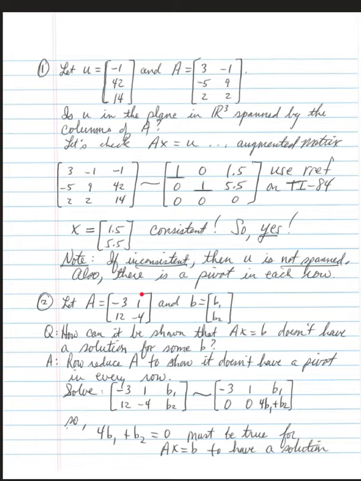Let's let matrix A be a 2 by 2 and matrix B be a 2 by 1. How can it be shown that AX equals B doesn't have a solution for some B? Let's row reduce matrix A to show it doesn't have a pivot in every row. Remember from the previous video, we look for pivots in every row. That means the columns of A span RM, in this case, R2.